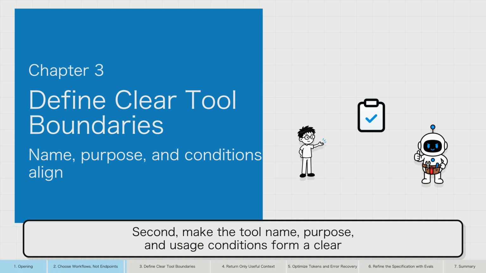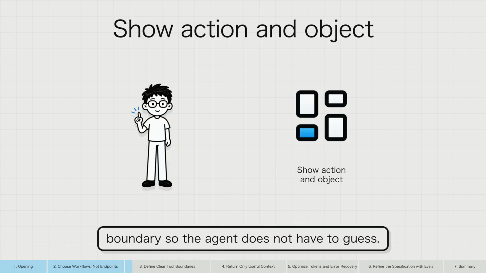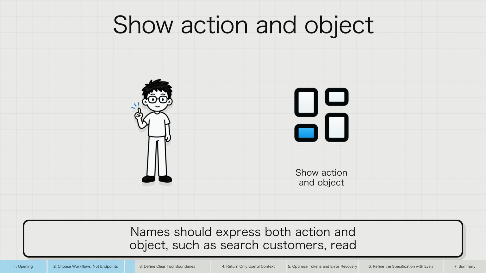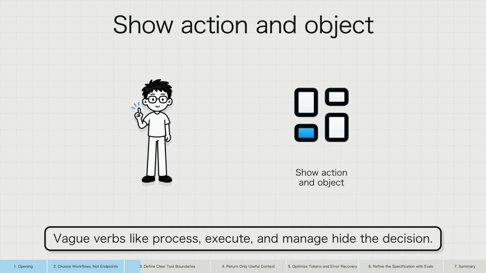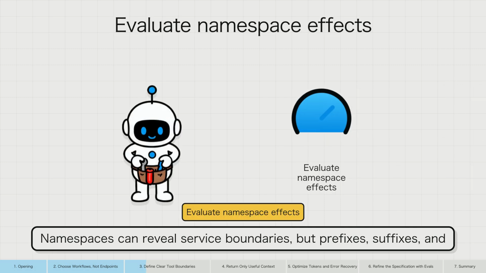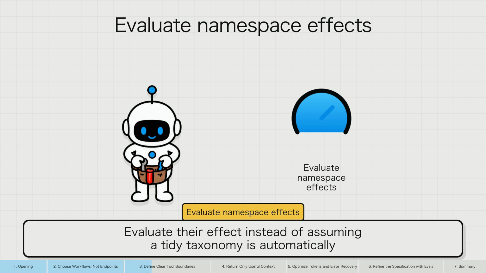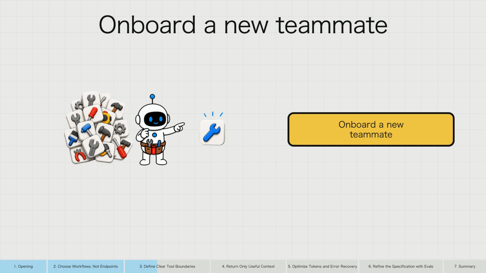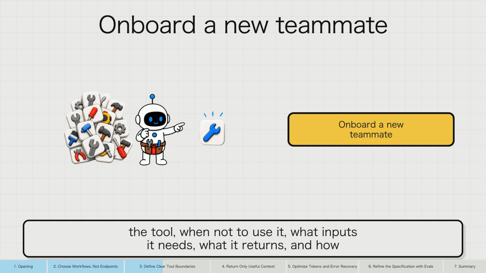Second, make the tool name, purpose, and usage conditions form a clear boundary so the agent does not have to guess. Names should express both action and object, such as search customers, read orders, or update tasks. Vague verbs like process, execute, and manage hide the decision. Namespaces can reveal service boundaries, but prefixes, suffixes, and grouping also influence selection. Evaluate their effect instead of assuming a tidy taxonomy is automatically clear. A description should read like onboarding for a new teammate: when to use the tool, when not to use it, what inputs it needs, what it returns, and how to recover from failure.